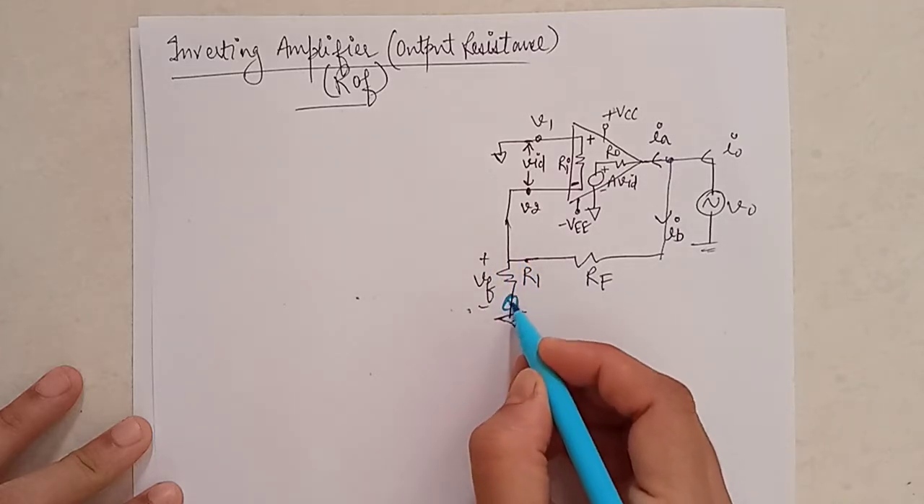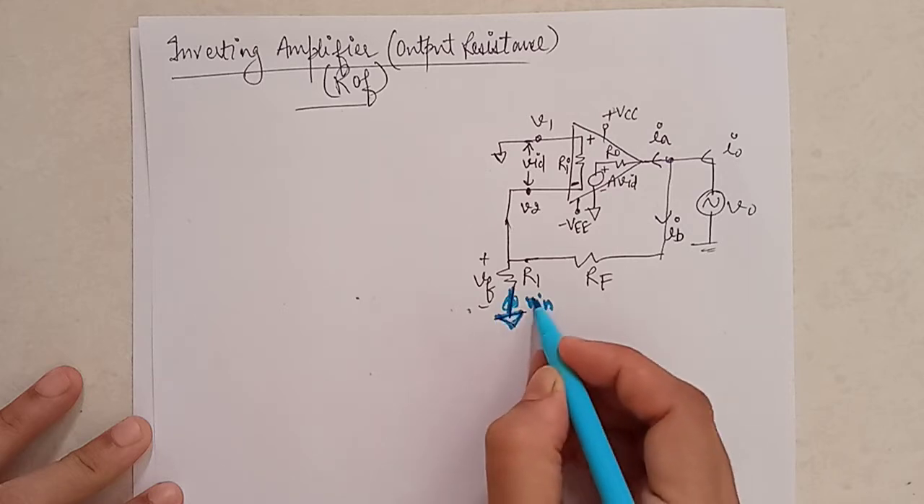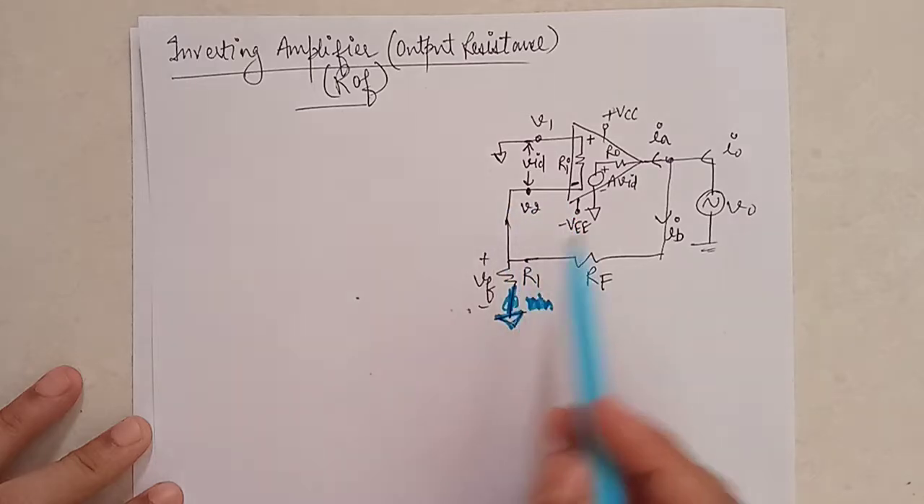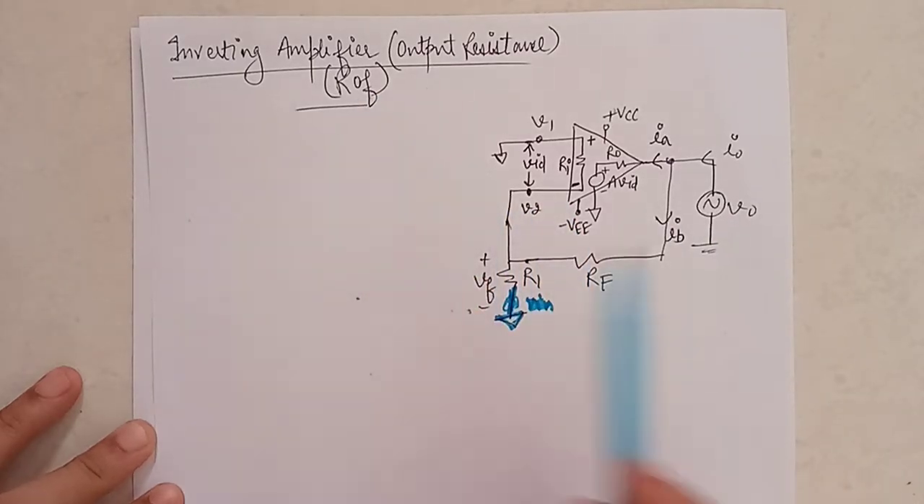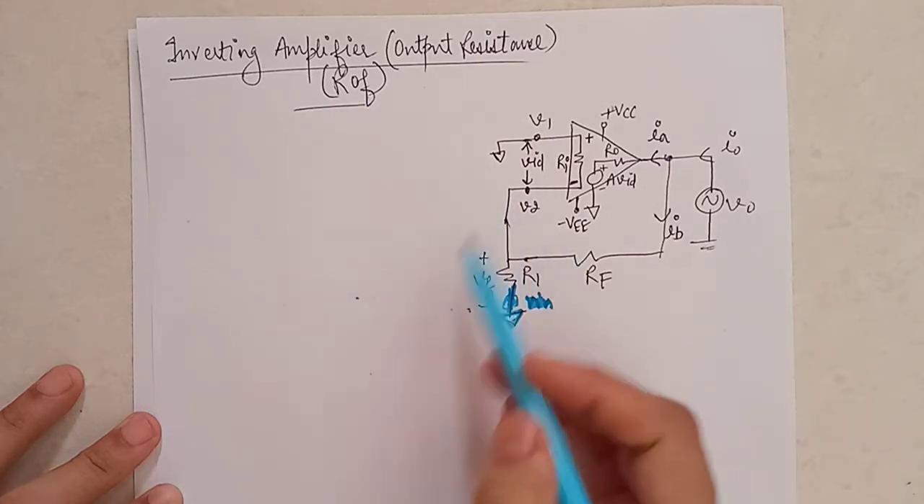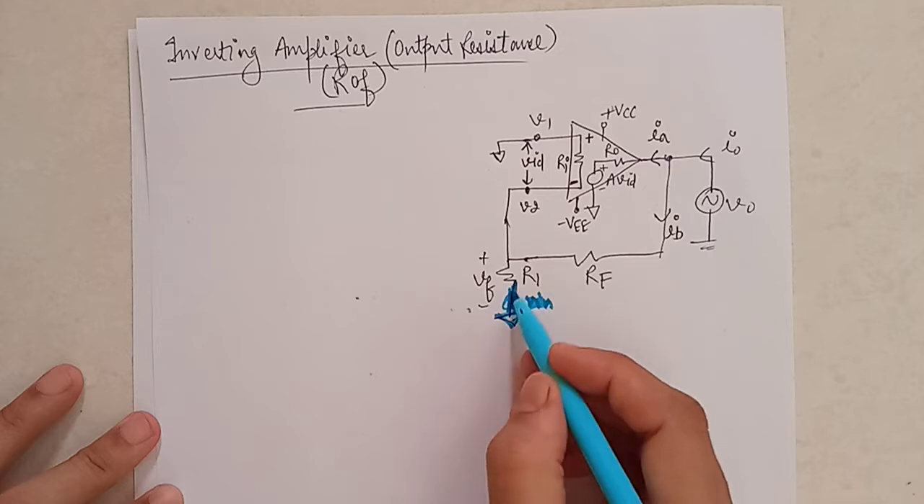Here we would have had V input, but we have made this input shorted because we need to apply Thevenin's theorem at the input side of the op amp so that we can calculate the value of ROF. As we have already discussed, the first step for ROF is to calculate the Thevenin voltage. For that, V input, which was connected here at the input pin, has been shorted.